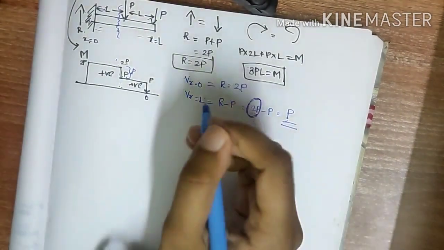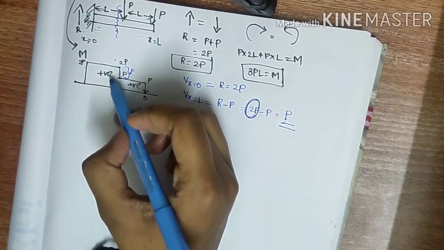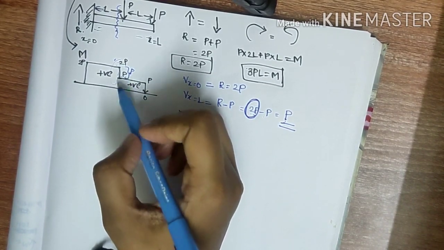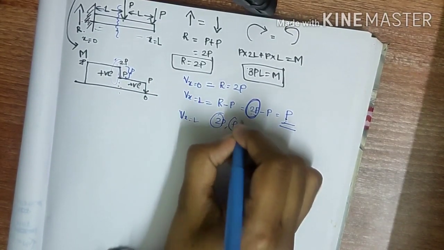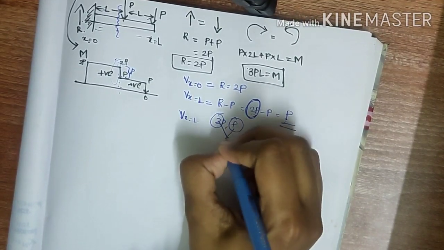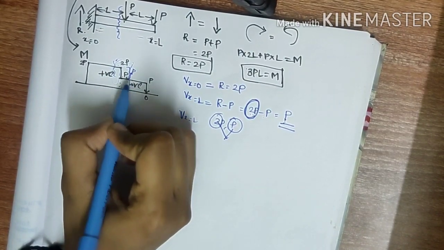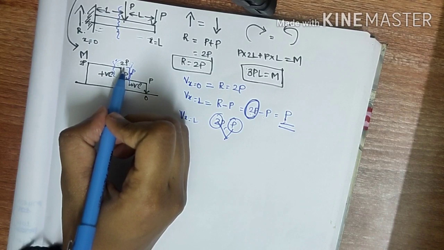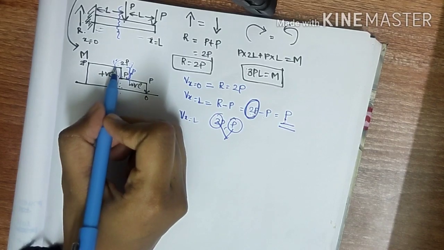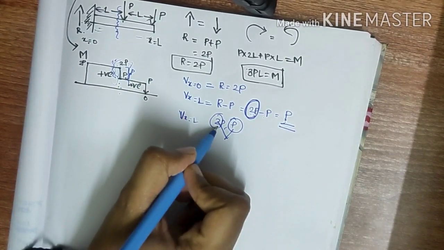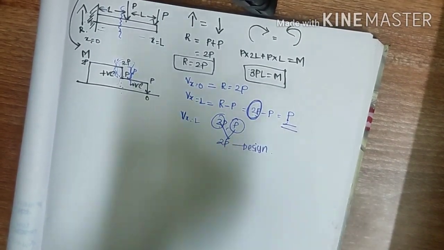If somebody asks what the shear force at x equal to L is, then on this particular occasion it will be 2P and P. So what will we take for the design, either 2P or P? For that we consider the left side and the right side, and take the maximum value of the shear force. There is 2P and here it is P. So the maximum is 2P, and 2P will be taken for the design.